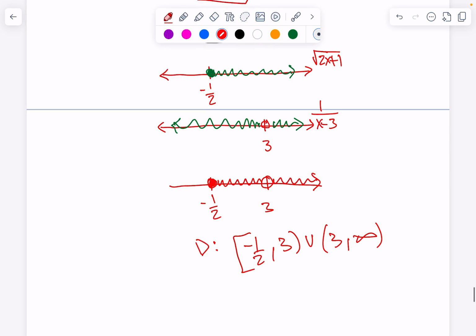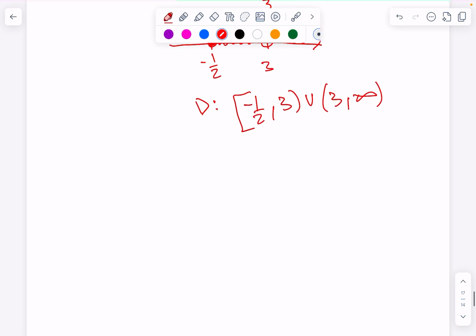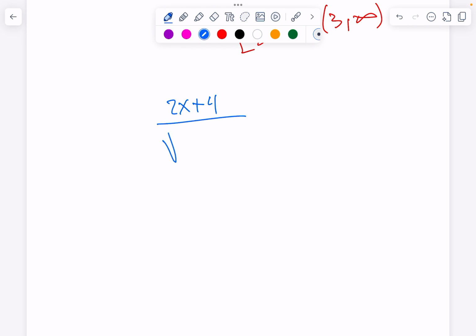Okay, I don't know. I think we can try some of that. Maybe let's keep going and practice some more. Maybe this is super cheddar. I never know what's going to be tough. Let's do 2x plus 4 over root 3x minus 1.